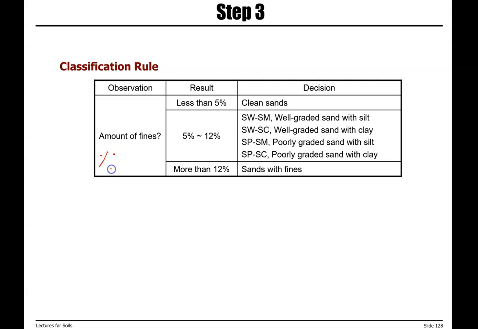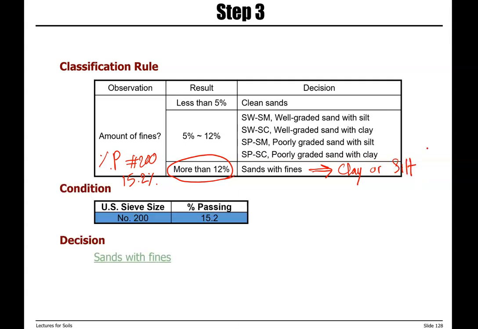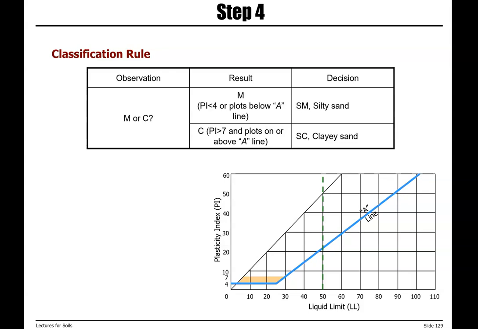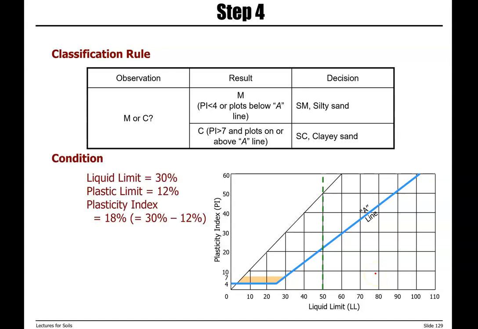Now we again go back to percent passing from number 200, which was 15.2%. And now we know that it's more than 12%. So it's a high fines content. We need to know if it's mostly clay or silt. And in order to do that, you need to use plasticity chart. This is plasticity chart. We have the results from liquid limit and plastic limit tests.